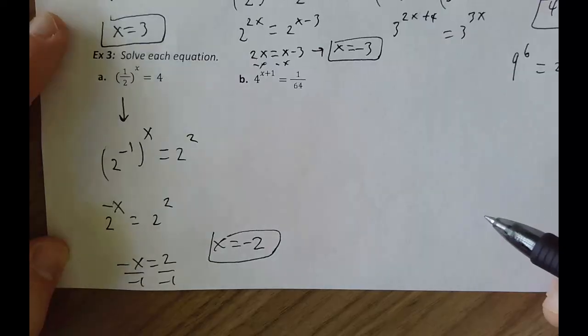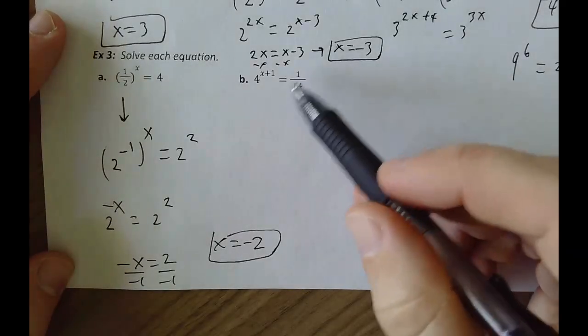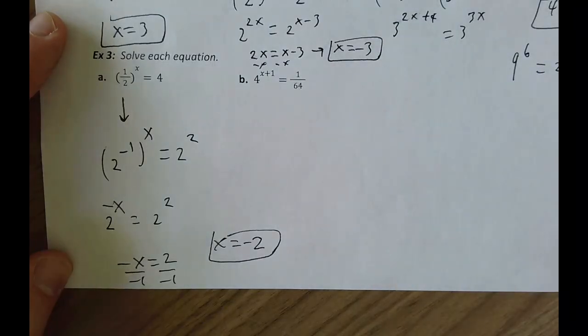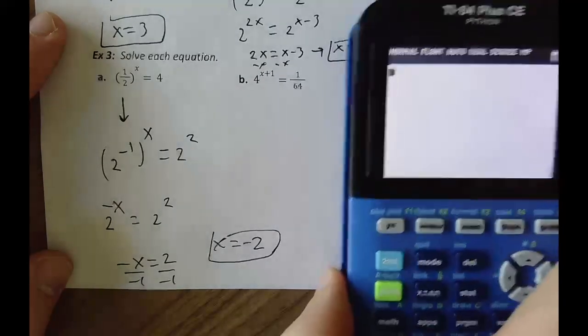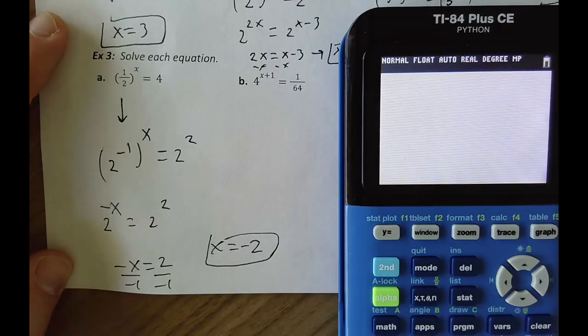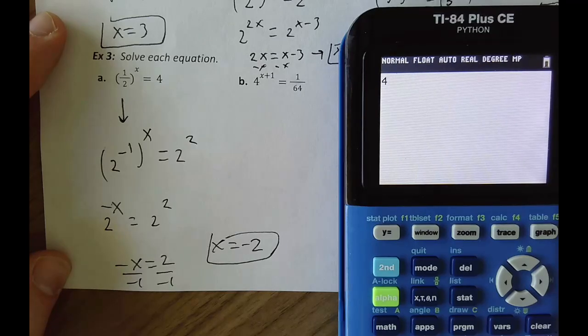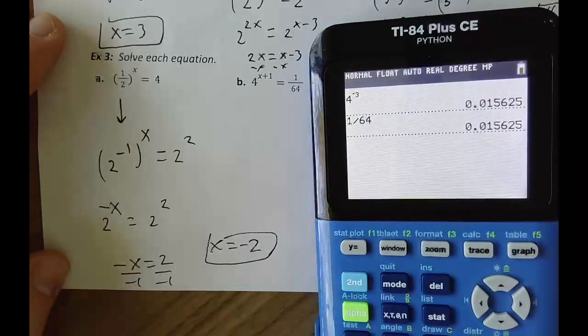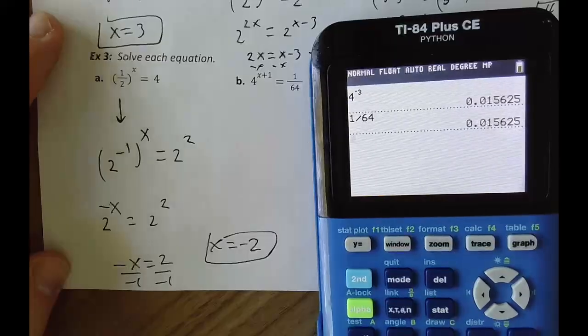Okay? So again, when you see a fraction, you should think to yourself, negative exponent. So here, I've got 4 and I've got 1 over 64. So let's think about this. What's 1 over 64? Well, that could be, let's see, 4 to the negative 3. Is that the same as 1 over 64? Those are the same thing. I just tested this to show you. 4 to the negative 3 is the same as 1 over 64.